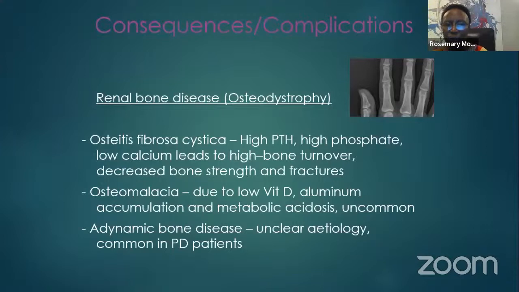Then the other one will be your osteomalacia from the low vitamin D, and also from the aluminum accumulation and metabolic acidosis. We no longer see much of the aluminum accumulation because there's less exposure to it now. And then you can get what we call your adynamic bone disease. The etiology is unclear, but it's common in patients who are on peritoneal dialysis.